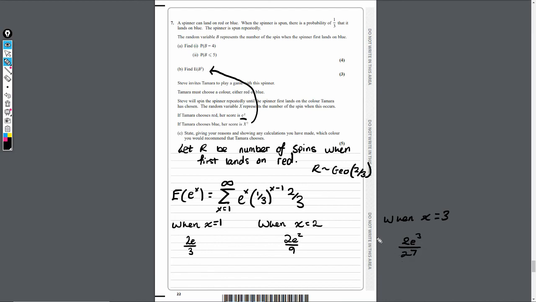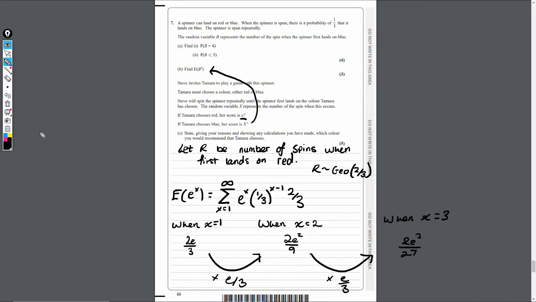Okay, so can you spot the pattern here? What gets me to each term? Well, all I've got to do is times this by e over 3, right? If I times that by e over 3, I get 2e squared over 9. Times this by e over 3, I get this. So what I've actually got here is my geometric series, obviously, but it's going to be an infinite geometric series, right? I can work this out and I can actually evaluate it.